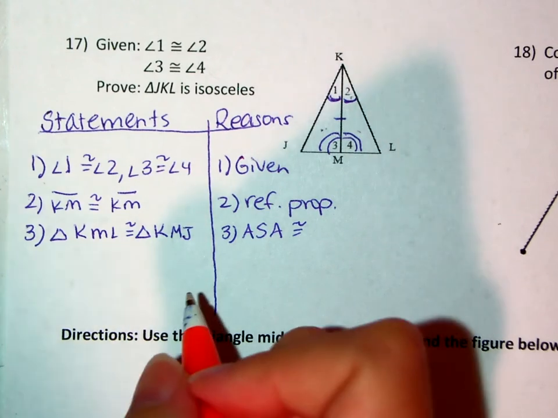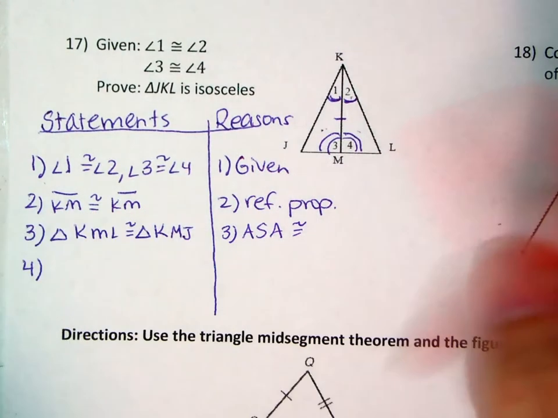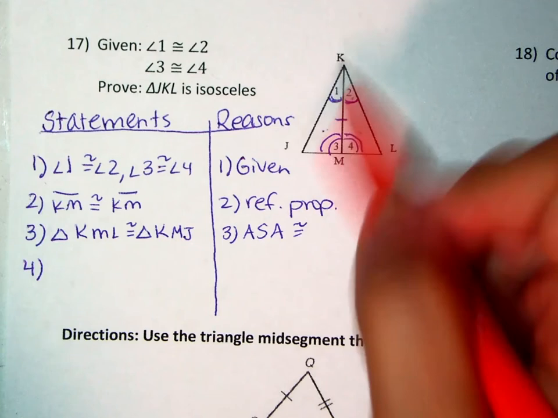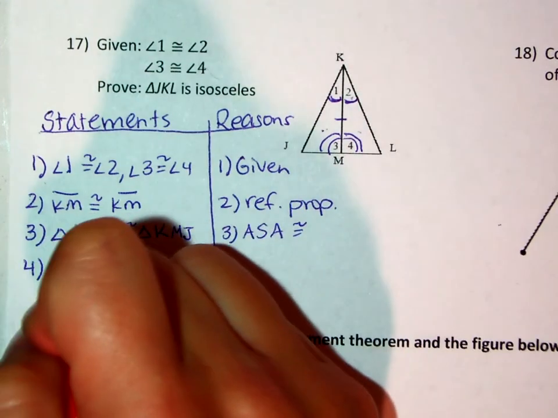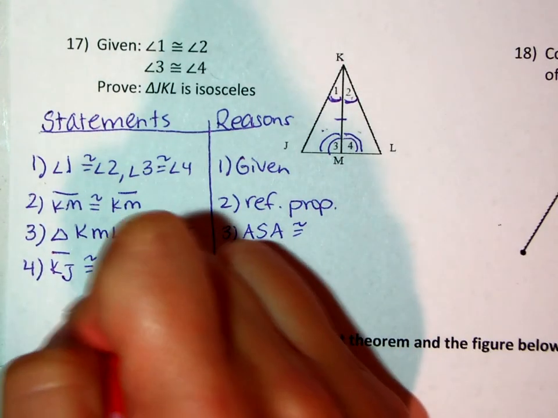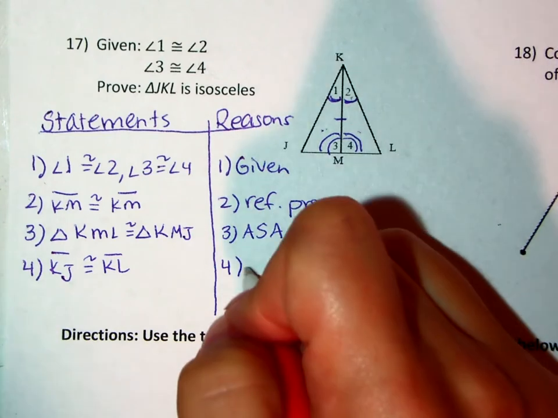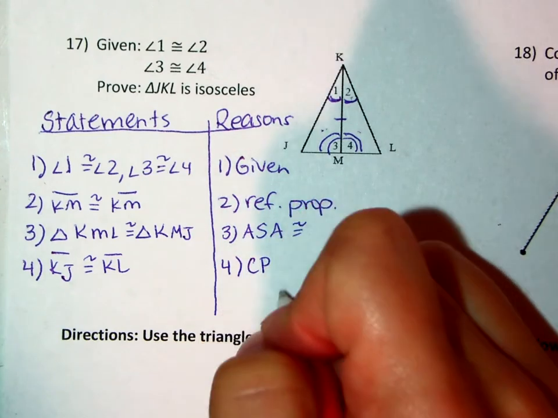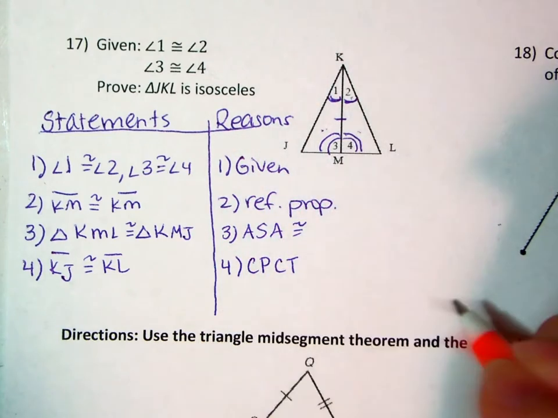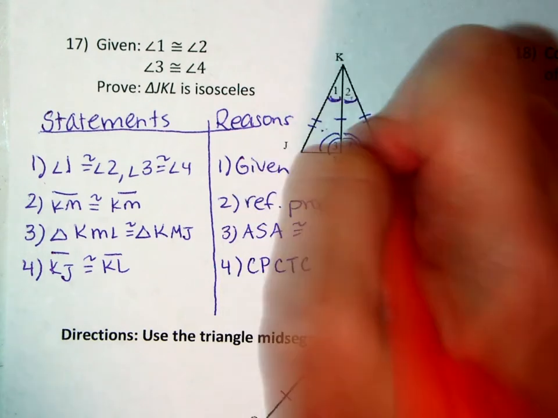Now that I know that the triangles are congruent, I also know that their corresponding parts are congruent. So I also know that these sides right here, KJ is going to be congruent to KL. And that is because when I have congruent triangles, the corresponding parts of those congruent triangles are going to be congruent. So now I know that this is true here.